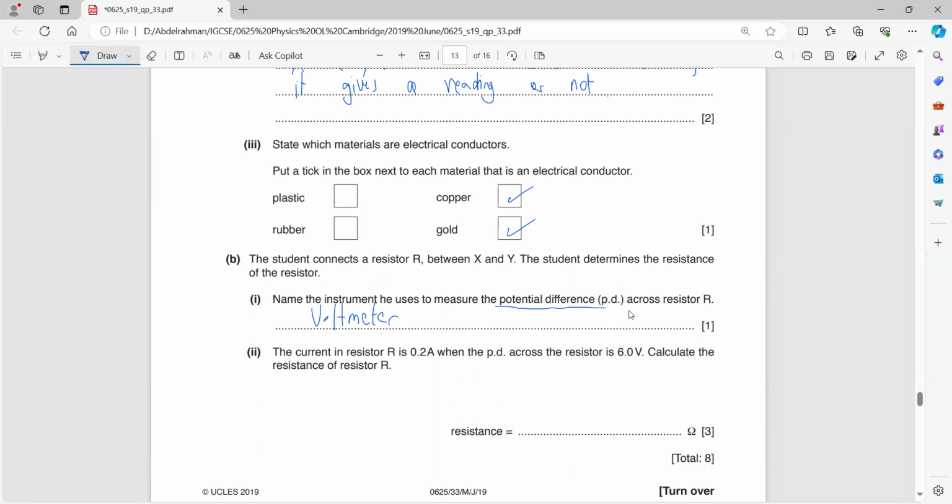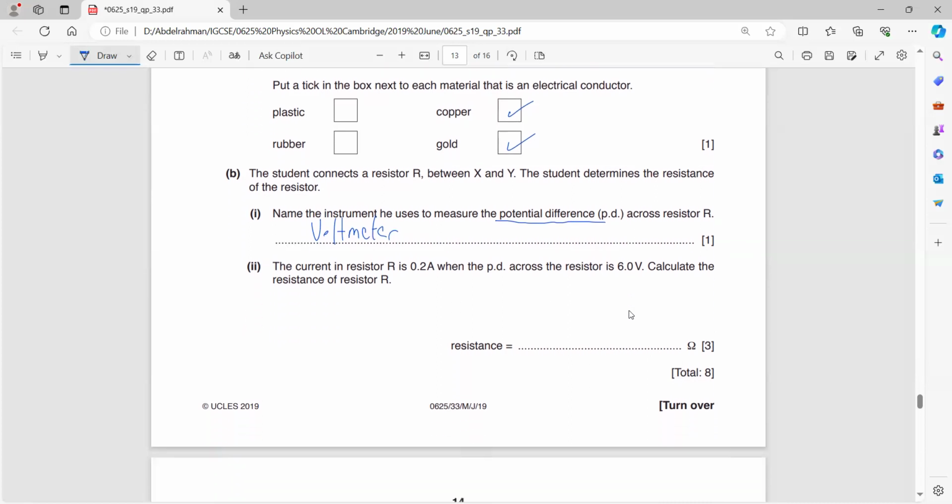The current in the resistor is 0.2. The potential difference is 6. Calculate the resistance. R equals V over I. What's the voltage? 6, and the current is 0.2. So it comes out to 30. 30 ohms.